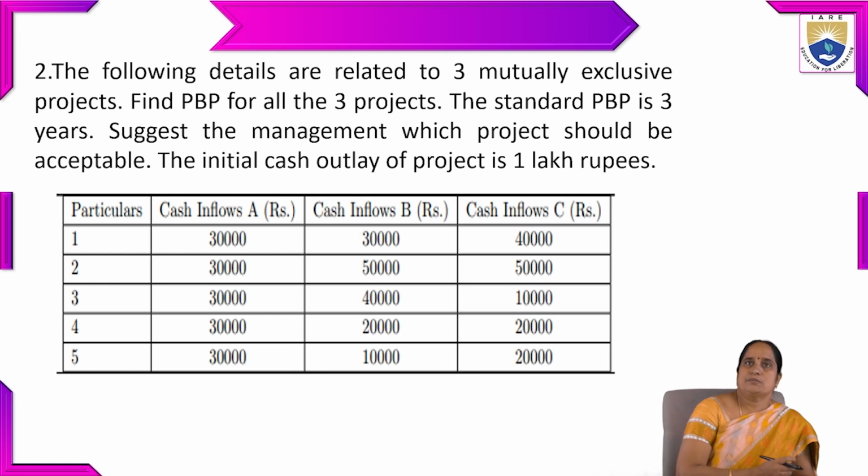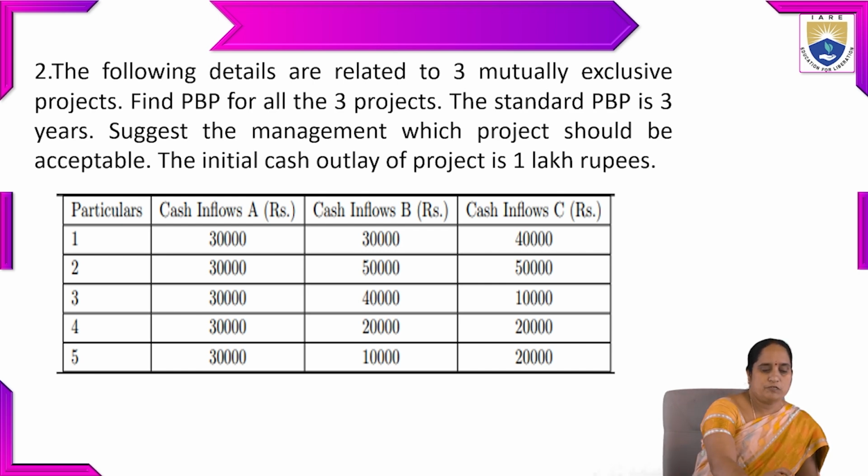The following details are related to three mutually exclusive projects. Find payback period for all the three projects. Standard payback period is 3 years. Suggest to the management which project should be acceptable. The initial cash outlay of project is 1 lakh rupees, which is common to all the three. So this is the data which is furnished: particulars, cash inflows of project A, project B and project C.